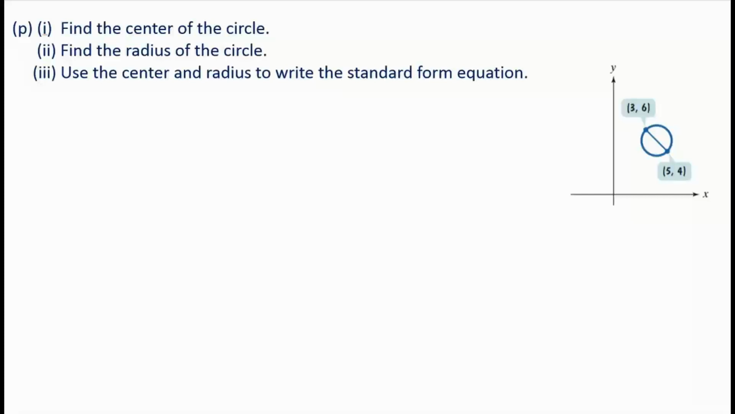Then it wants us to find the radius of the circle, and then use the center and radius to write it in standard form. And remember, that part's easy. If we know what the center and radius is, we just plug into the formula, right? We're trying to use the formula (x minus h) squared plus (y minus k) squared is equal to r squared. But if you don't have an h and a k and an r, you can't do that. And so that's why they broke it down for us.